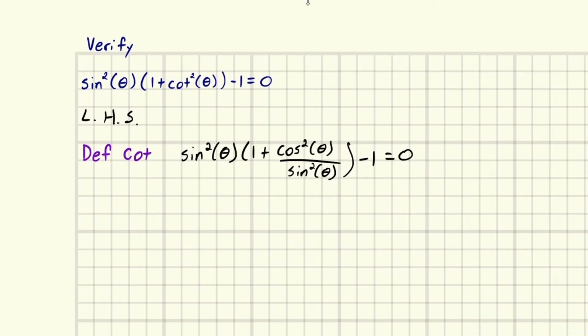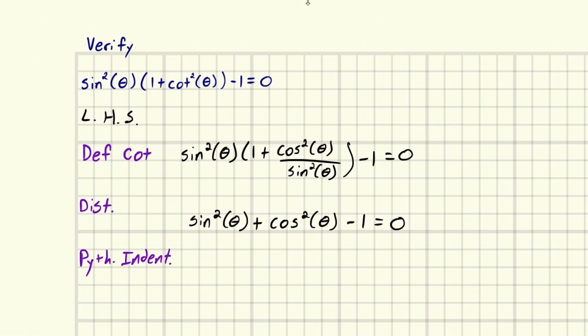Now we will go ahead and write distribute, and this will lead to sine squared theta plus, and those sine squared thetas will simplify to 1, and we'll be left with cosine squared theta. And then we've used the parentheses, so it's just minus 1 equals 0. And then look at this thing. This is a Pythagorean identity, so we'll write Pythagorean identity. So this is just 1 minus 1 equals 0.